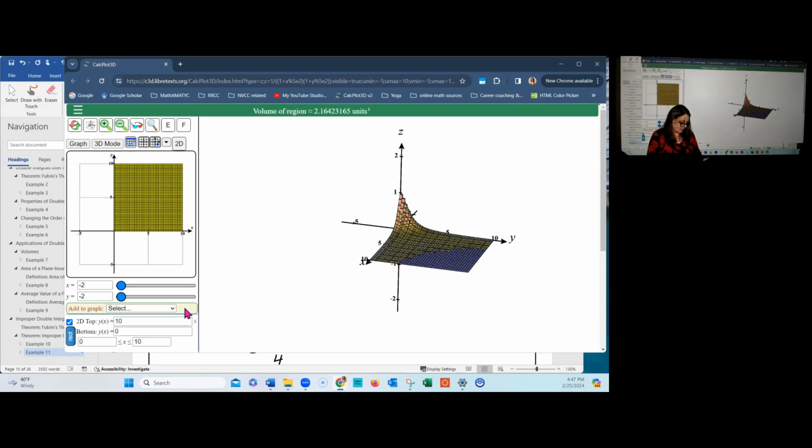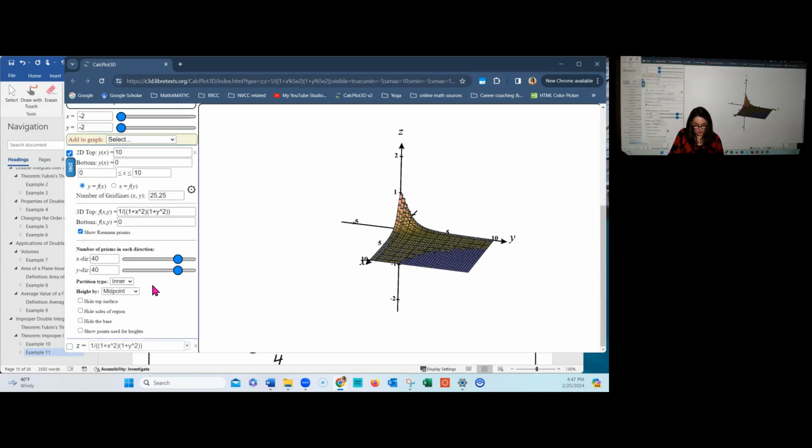When you're approximating on this one, you can get an approximation of about 2.164, which in our case is pi squared divided by 4. The true value is around 2.467, so it's not too terribly off. However, I am using quite a few prisms already, 40 in the x and the y direction, but this unbounded region is going to require a great many more prisms to get a more accurate approximation of the net volume of this solid created by the surface over the xy plane.